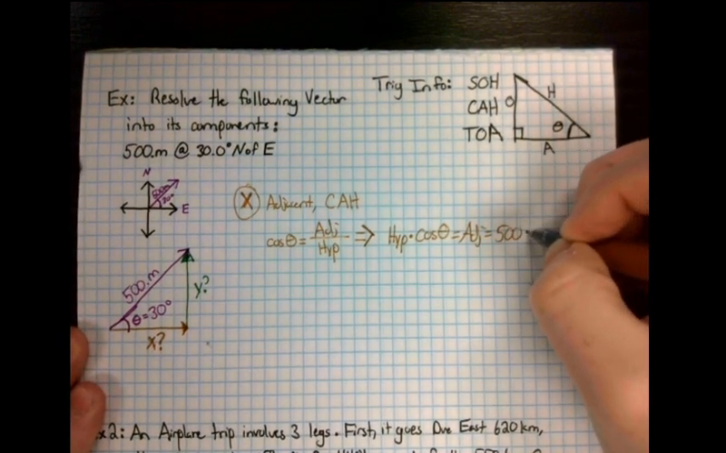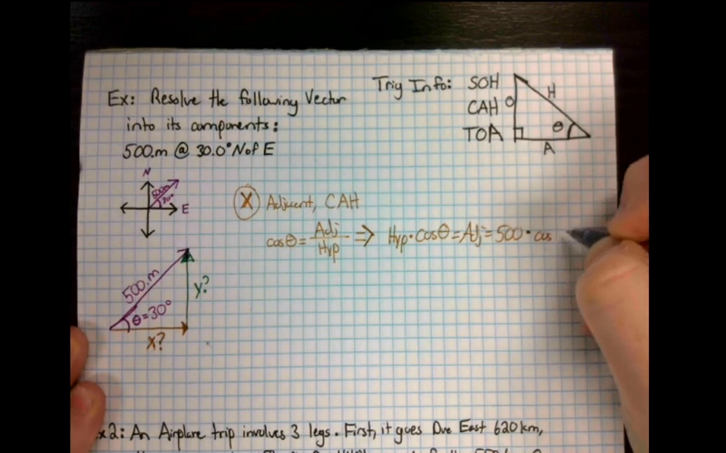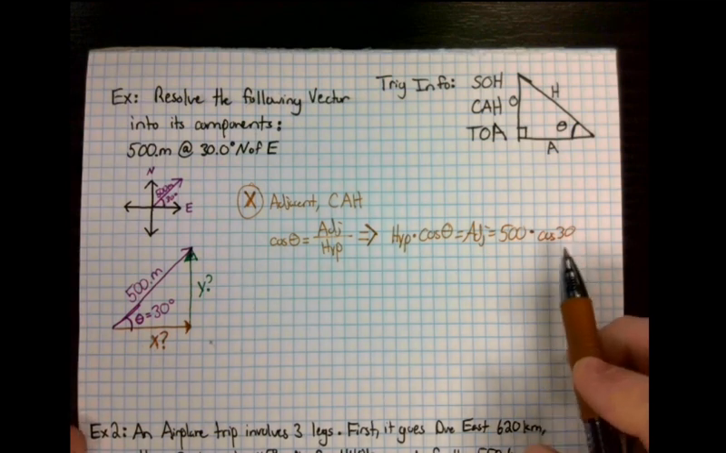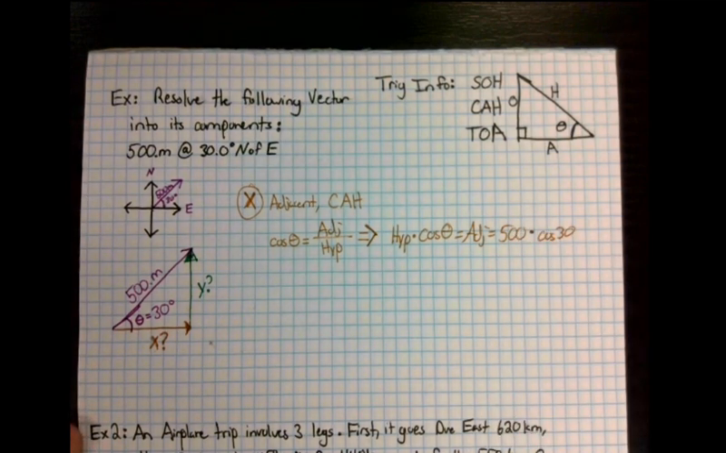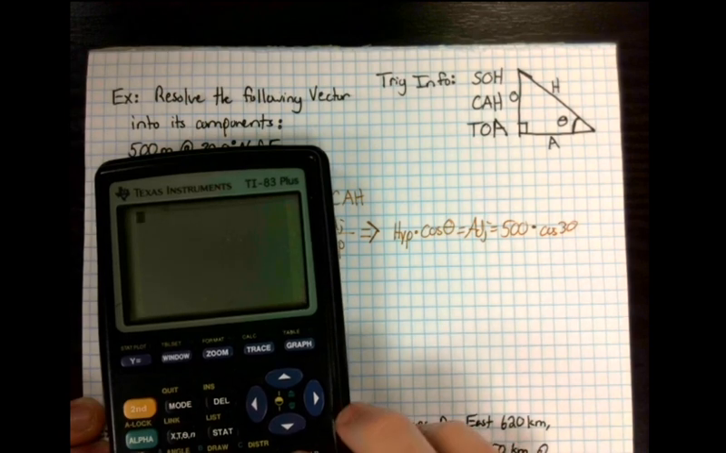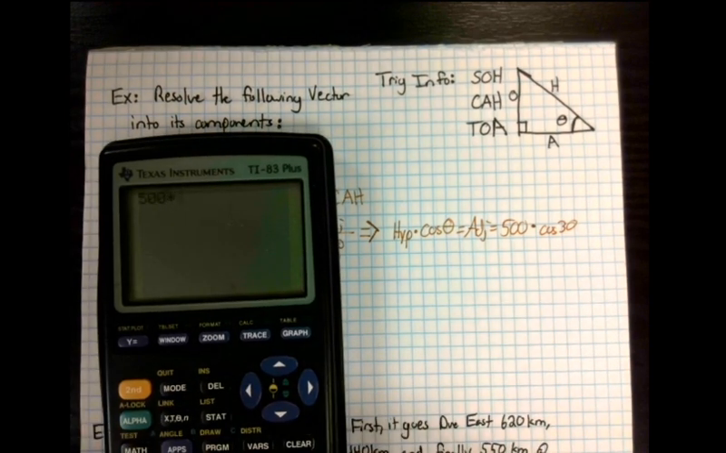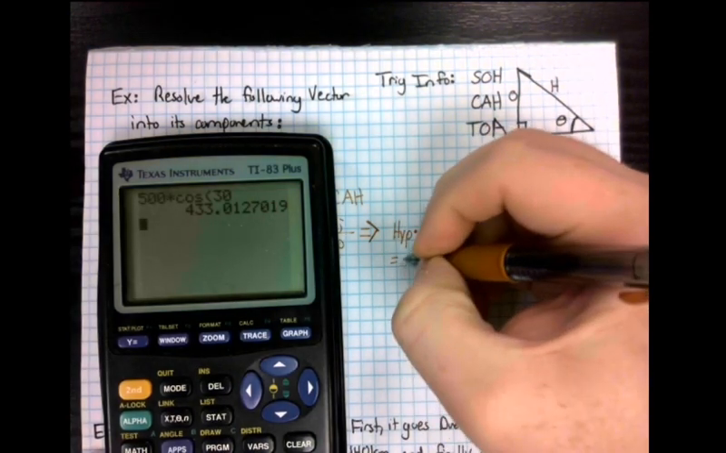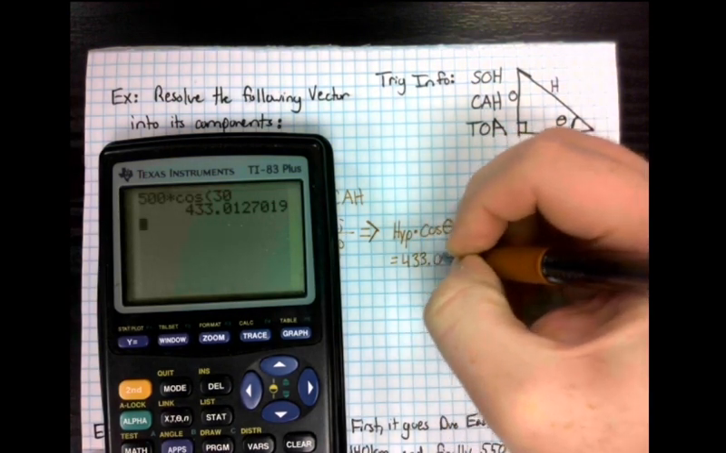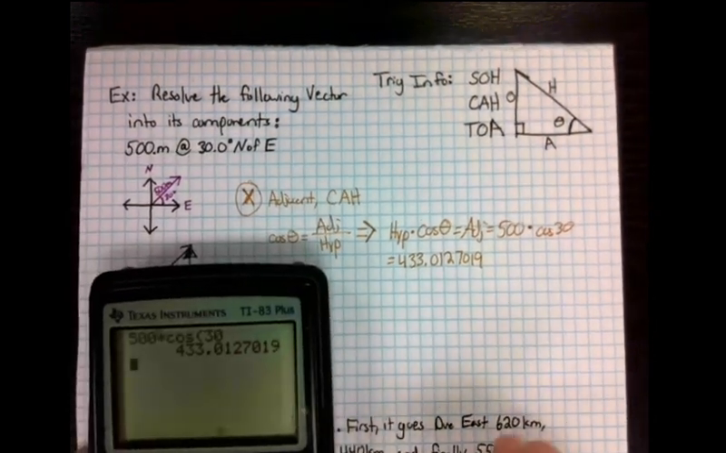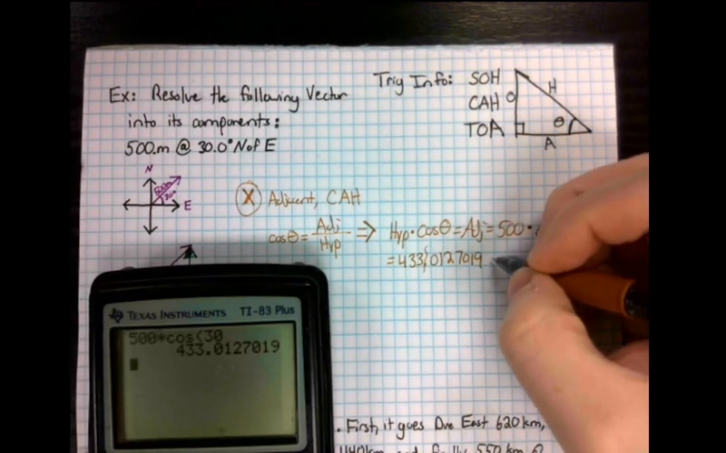500 times cosine 30. I like putting my angle always at the very end just because I don't want to accidentally put this number into the parentheses on my calculator. So let's go ahead and plug in our first piece. 500 times cosine of 30. We get as our number 433.0127019.